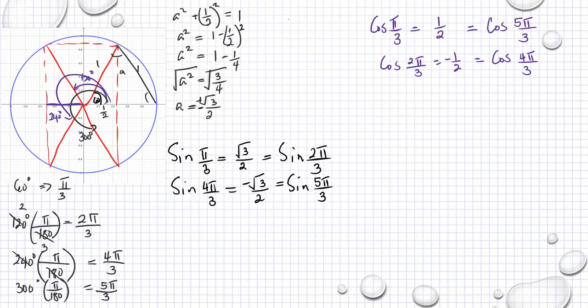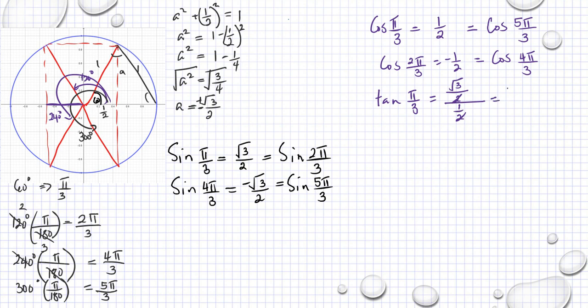For tangent, we have tangent pi divided by 3 is equal to sine pi divided by 3, that is square root of 3 divided by 2, divided by 1/2.